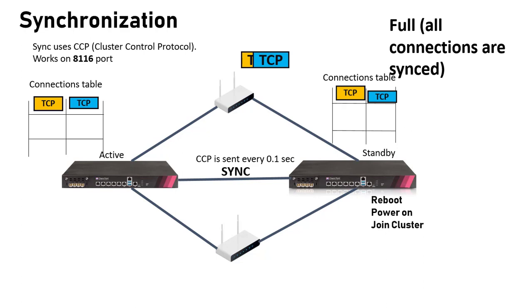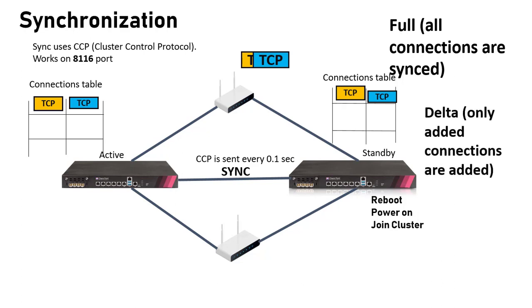Just to remind you, because it's really important: if you reboot a device, or it's just joining the cluster, and you have to synchronize your whole connection table from scratch with the active device, it is called full sync. It works on encrypted TCP port 256. If you troubleshoot in the future why it's not working, or if the traffic is being blocked, you're going to use port 256. And delta sync is only for added connections, working on all interfaces.